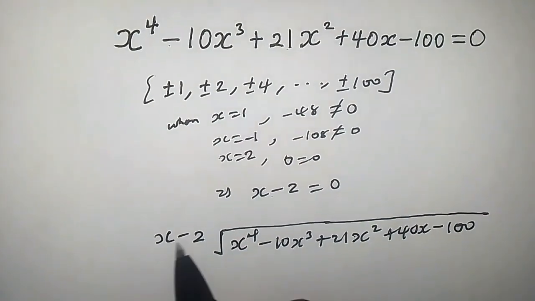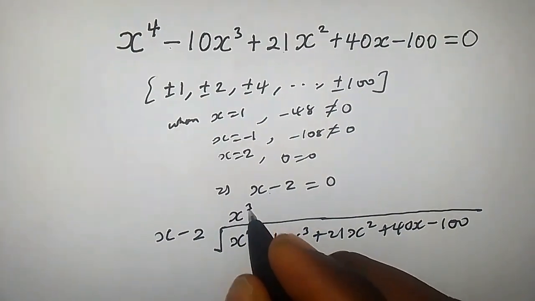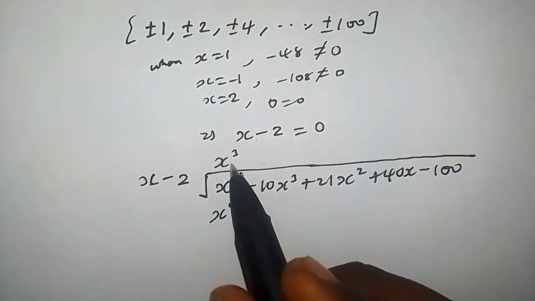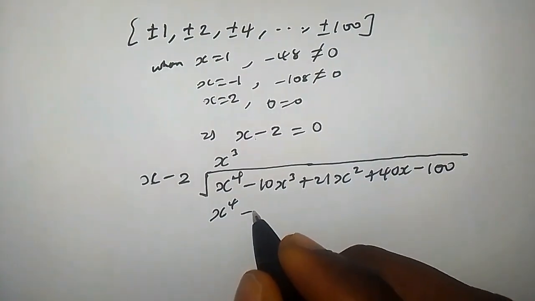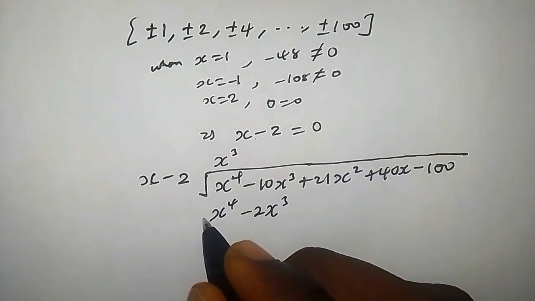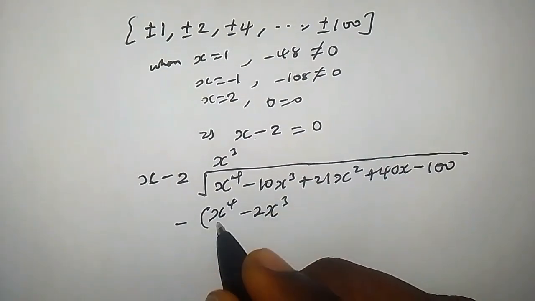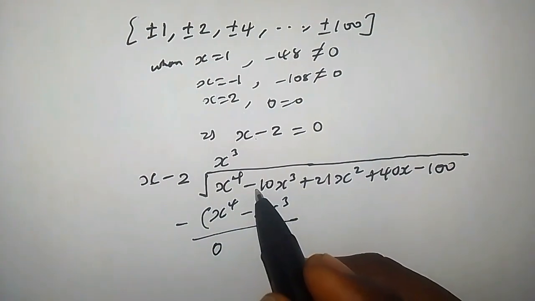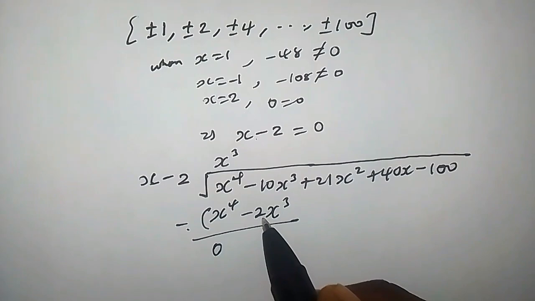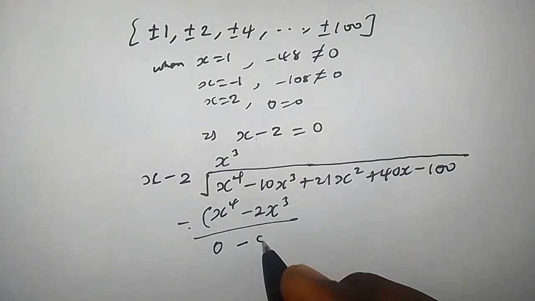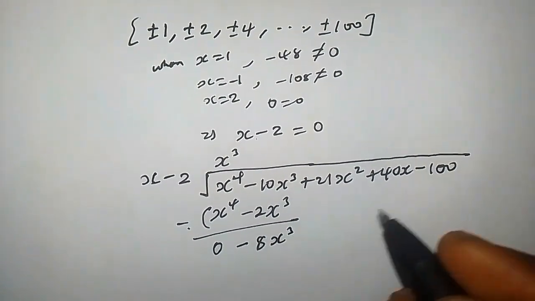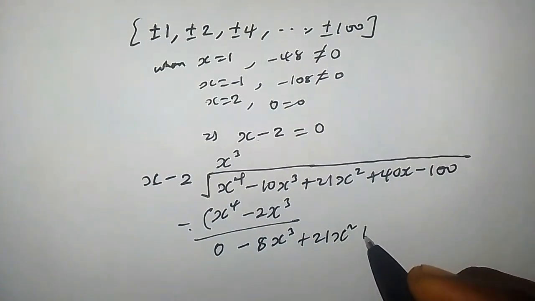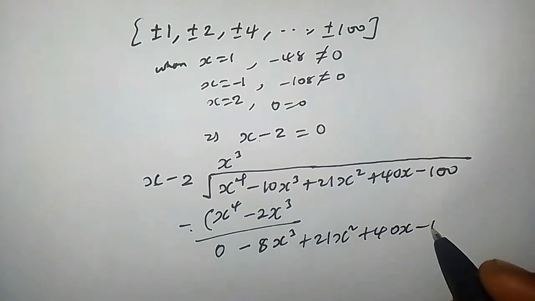x raised to power 4 over x is simply x cubed. So x times x cubed, we have x raised to power 4. So minus 2 times x cubed, that is minus 2x cubed. So we now subtract. x raised to power 4 minus x raised to power 4 is 0, minus 10x cubed minus minus 2x cubed, that is minus 8x cubed. So we just bring these three terms down. So we have plus 21x squared plus 40x minus 100.